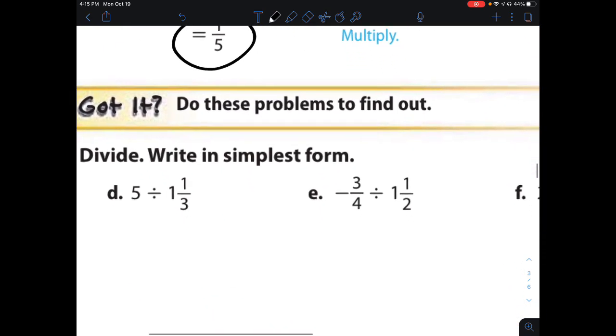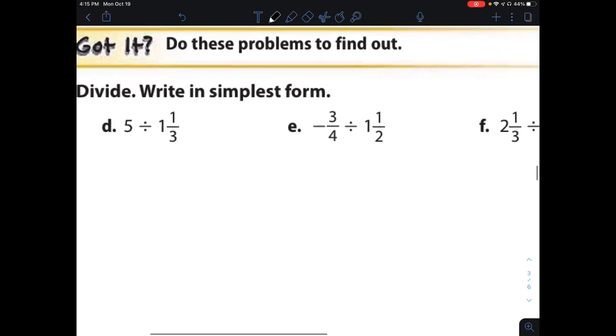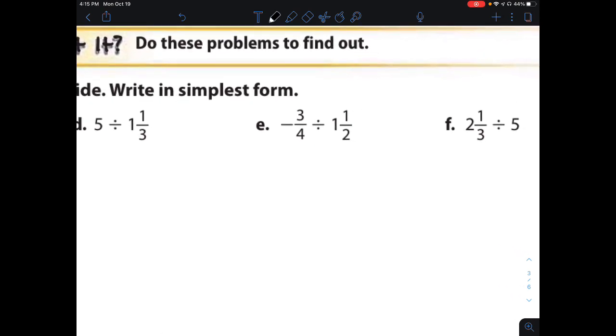Okay, I'll do 1 with you, and then you do D and F. So let's do E. Letter E is negative 3/4 divided by 1 and 1/2. Again, we have a negative divided by a positive, so you know right away that our answer should be negative because a negative divided by a positive is a negative.